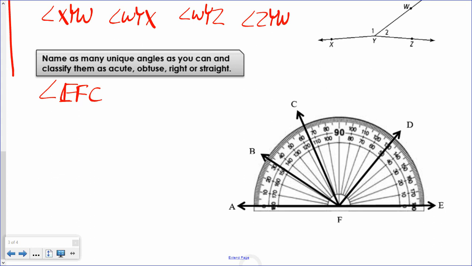EFC. Find it. You guys see where it is? You start at E, you go to F, and then you go out to C. What kind of angle is that? Obtuse. All right. I'll come up with another one. How about angle BFD?